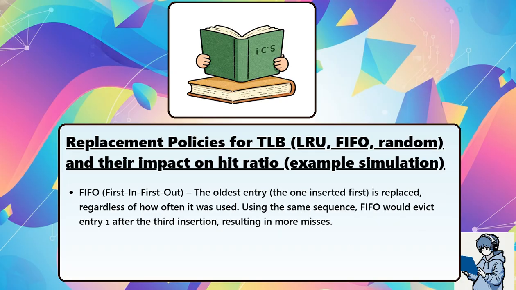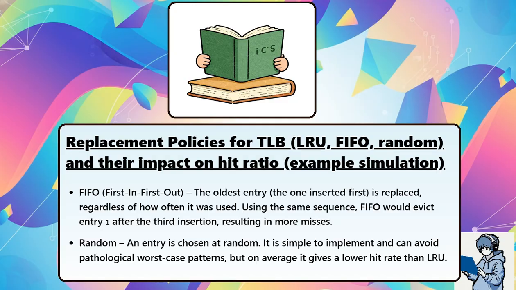FIFO (first in, first out) - the oldest entry, the one inserted first, is replaced, regardless of how often it was used. Using the same sequence, FIFO would evict entry 1 after the third insertion, resulting in more misses.